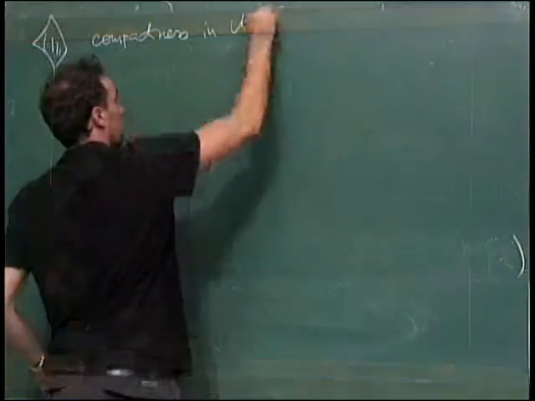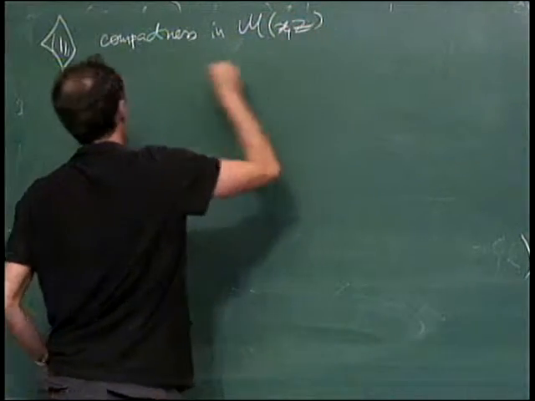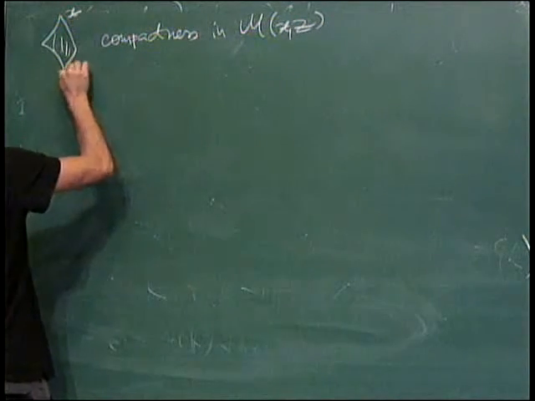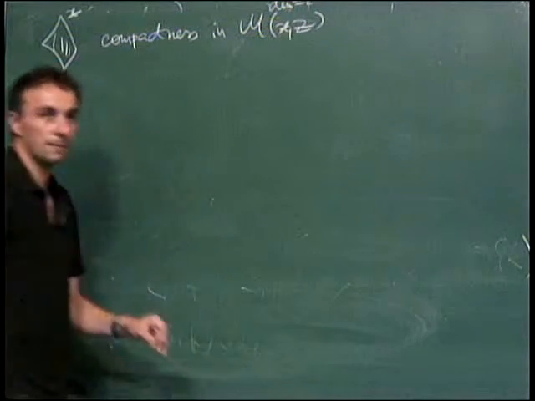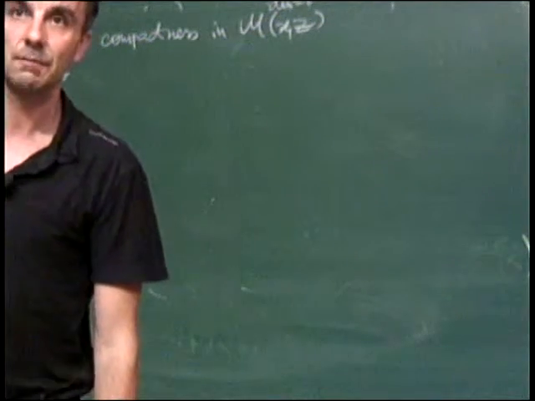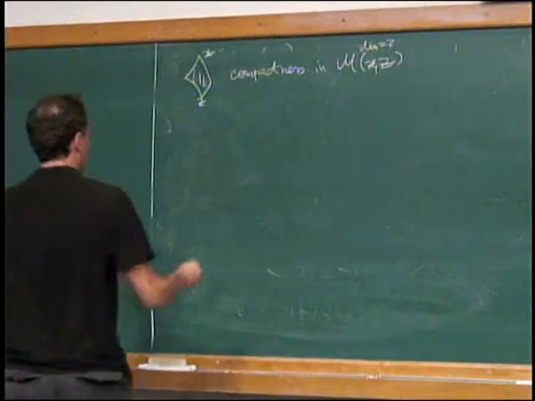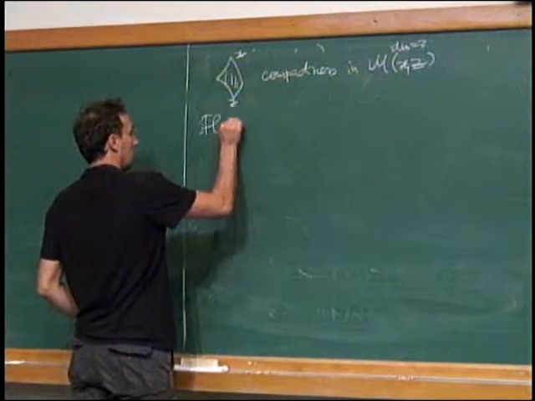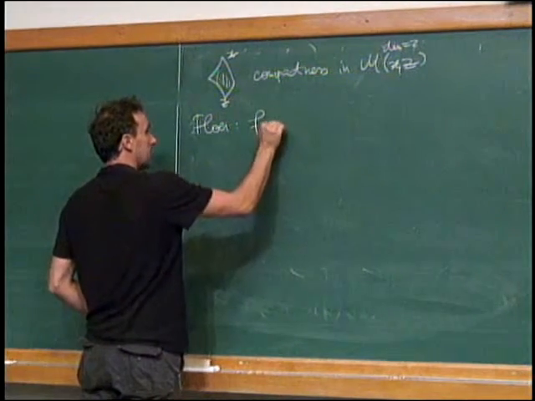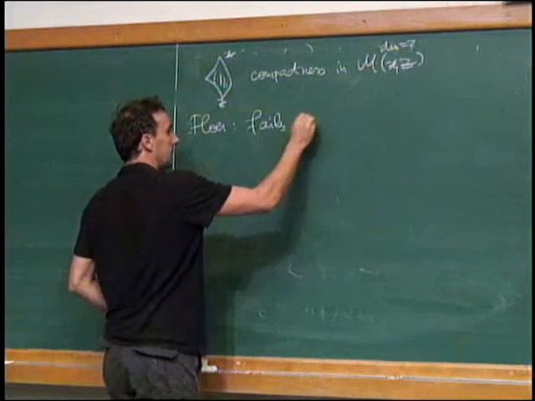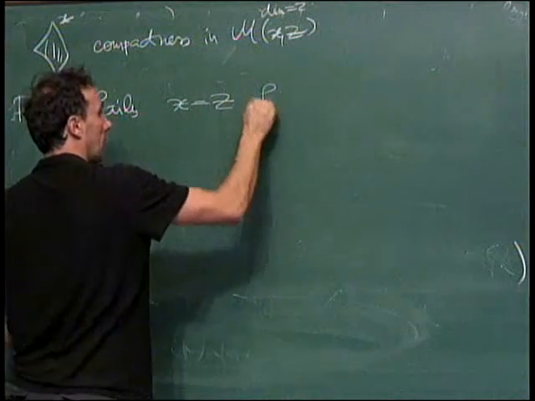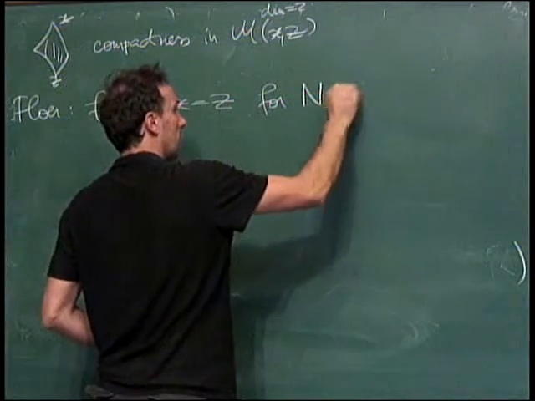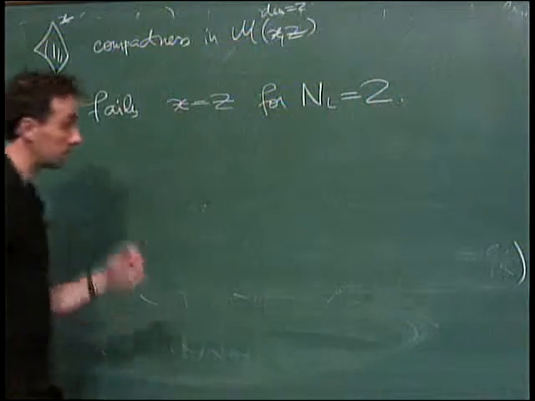in the space xz, the space of dimension 2 of xz. So this is, say, Morse compactness in the Morse case. But in the Floer case, this compactness fails precisely if x is equal to z and for the Maslov number equal to 2.